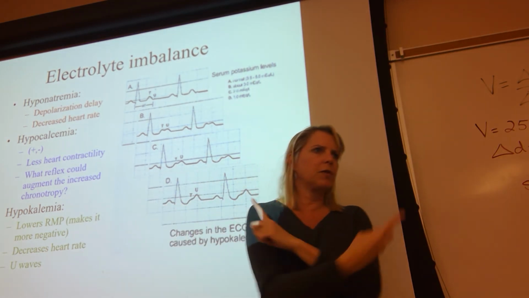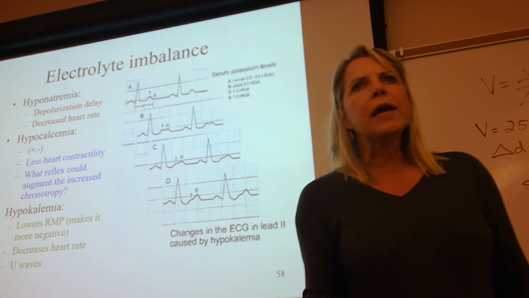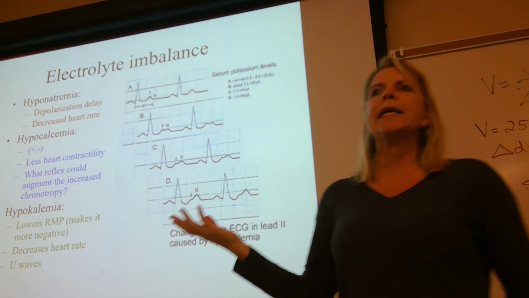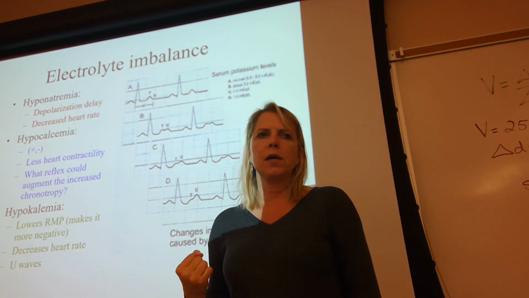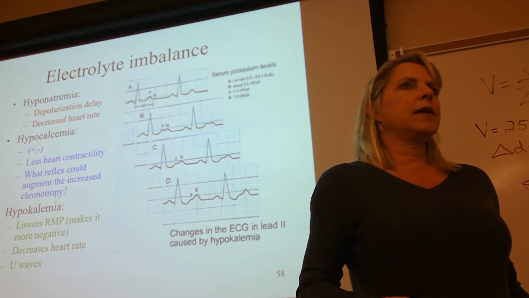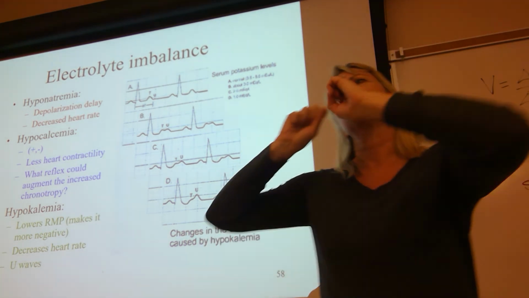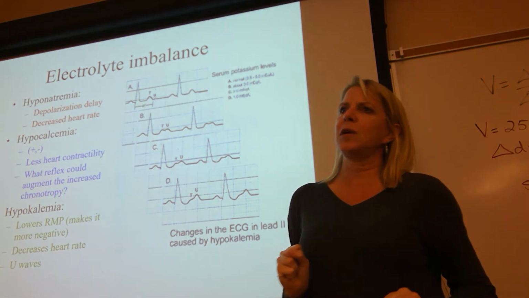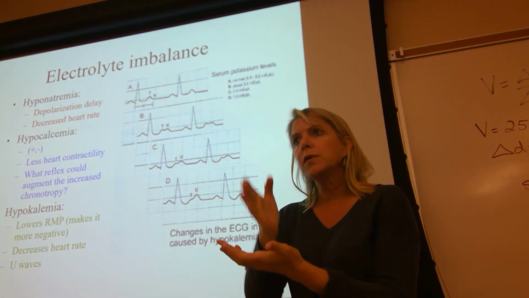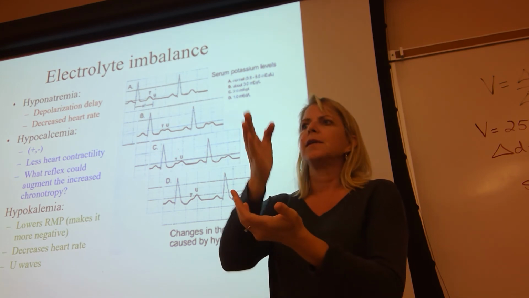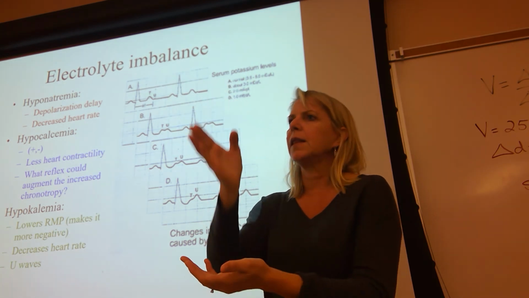Hypocalcemia, it's the reverse of hyper. We're going to have a weak, flaccid heart. We're not getting enough calcium coming in for calcium-activated calcium release. Then the heart isn't ejecting as much. Then the baroreceptors don't detect as much stretch. Those nerve endings then don't fire as frequently.